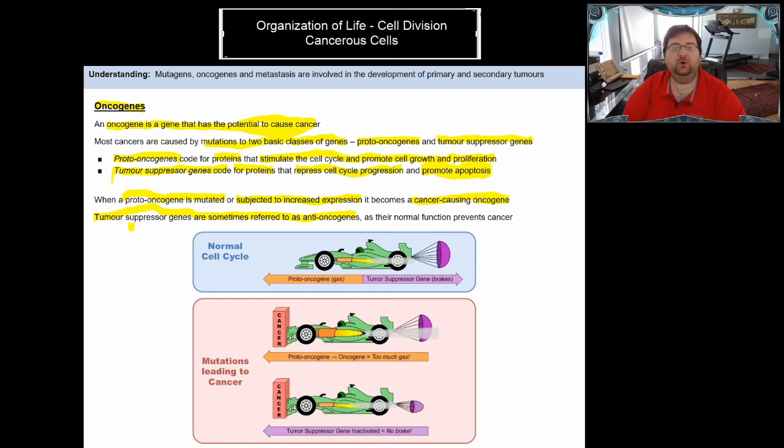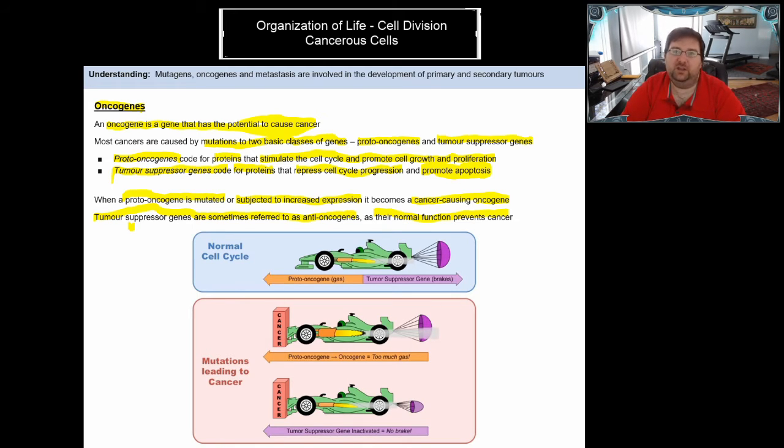anti-oncogenes. The oncogenes are like hitting the gas, and the tumor suppressor genes are like hitting the brakes. So they're almost seen as anti-oncogenes. They slow down cell division because their normal function prevents cancer. So you might be thinking, how can you have tumor suppressor genes that cause cancer? Well, we're talking about not normal, healthy tumor suppressor genes. We're talking about mutated forms of those genes.